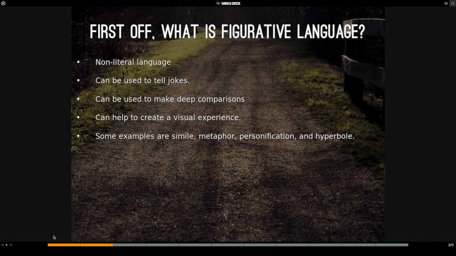It can be used to tell jokes, like in rap lyrics or in a comedian's stand-up special. It can be used to make deep comparisons or creating visual experiences, like in poetry or short stories. The examples that we're going to cover in this class are similes, metaphors, personification, and hyperbole. So let's get started.